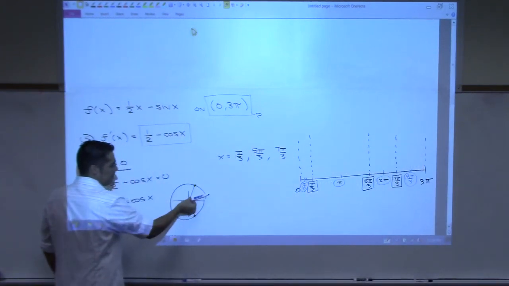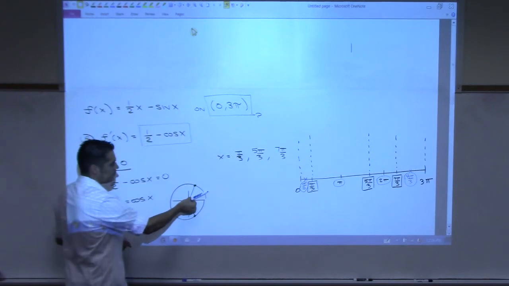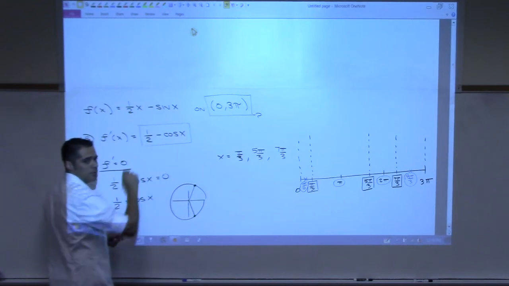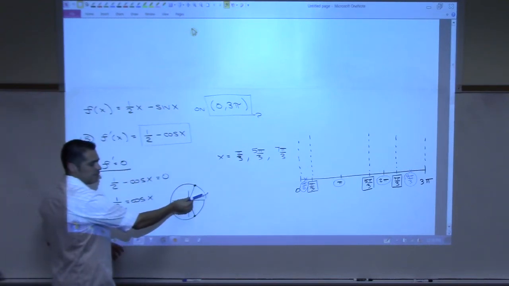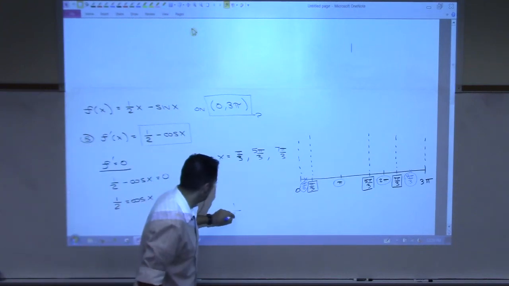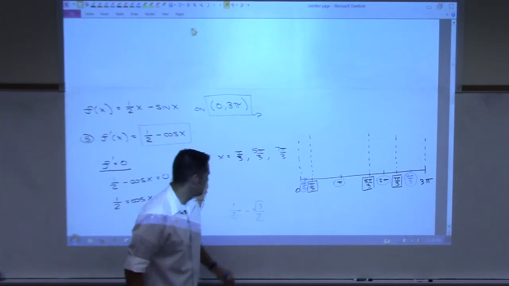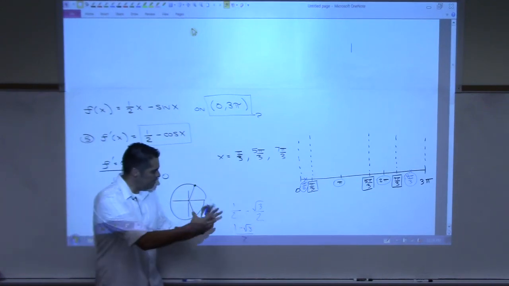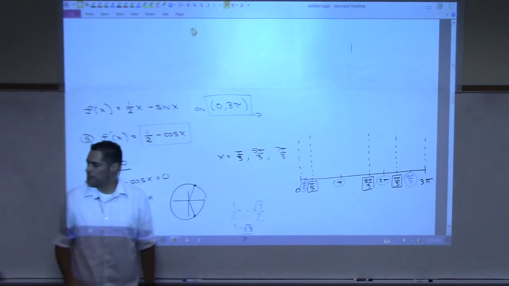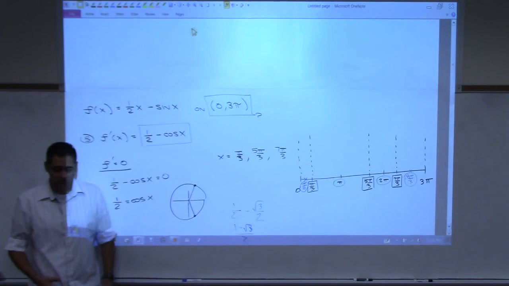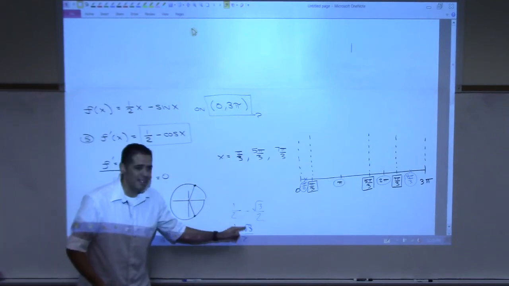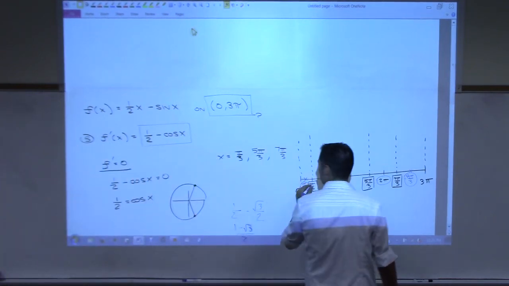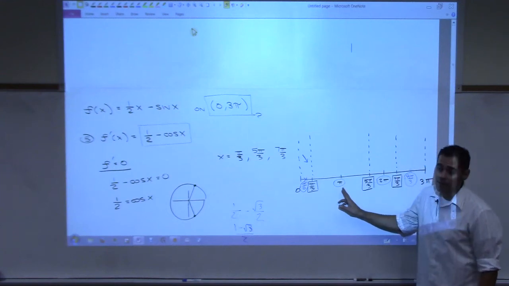Here's pi over 6, right? What's cosine of pi over 6? Root 3 over 2. If I take 1/2 and I subtract root 3 over 2, what would I get? Positive or negative? That's the same as 1 minus root 3 over 2, right? Combine them. What's 1 take away root 3? It's negative, isn't it? Because root 3 is bigger than 1. So this is a negative number. Got it? So that's negative, which means my function's doing what here? Going down.